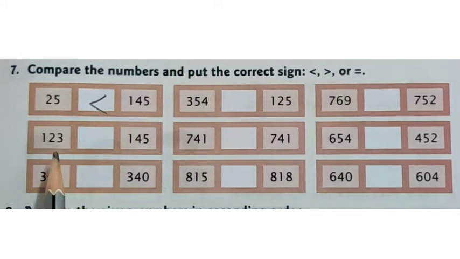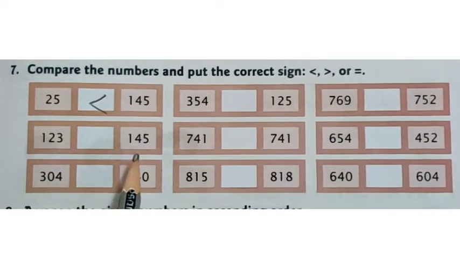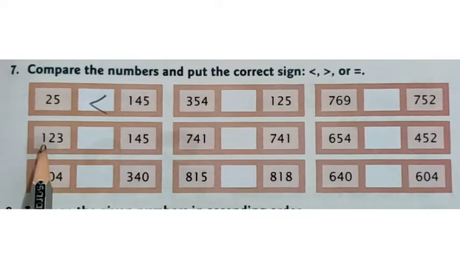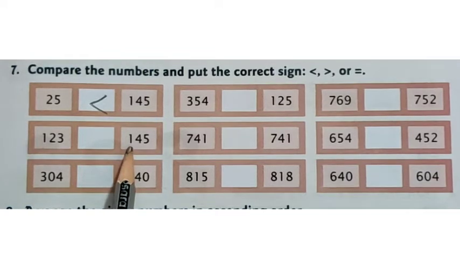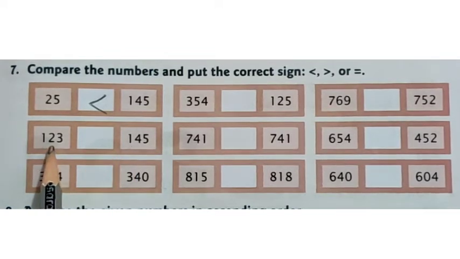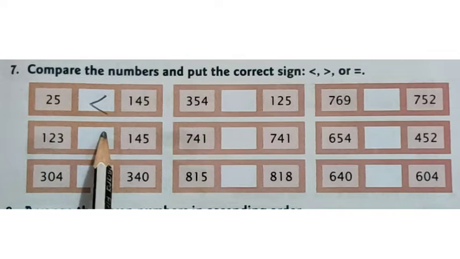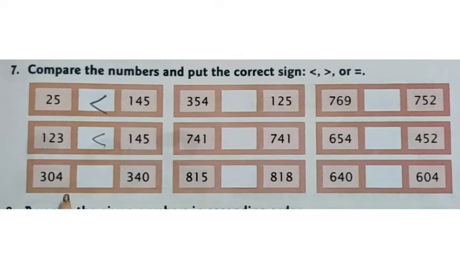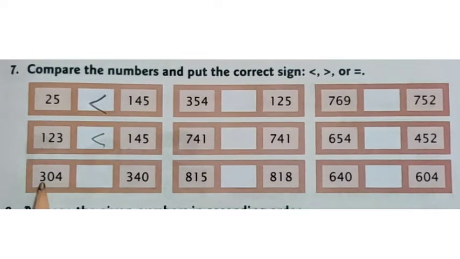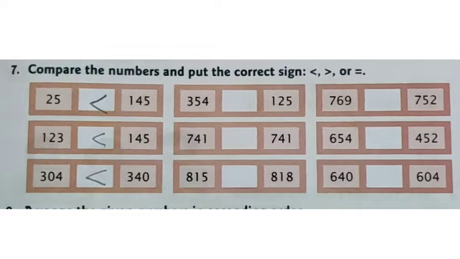Now next we have to compare 123 and 145. So both are 3-digit numbers. First compare the hundreds place in a 3-digit number. So in hundreds place we have 1, so both are same. Go for the next digit, that is compare the tens place. Here we have 2 and here we have 4. 2 is less than 4. Now next 304 and 340. Both are 3 in hundreds place. Compare the tens place. Here it is 0 and here it is 4. 0 is less than 4.